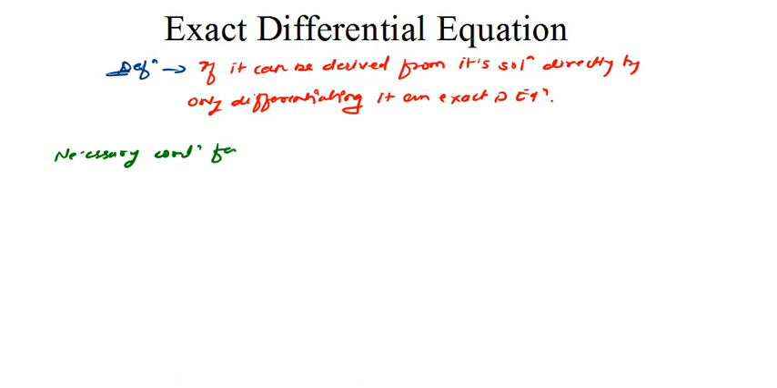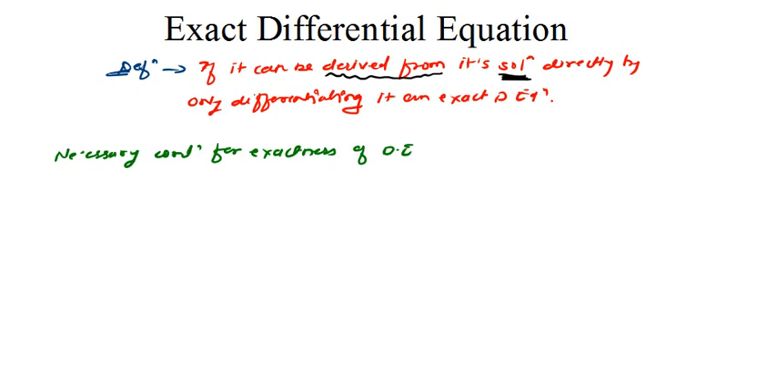for exactness of a differential equation. Okay, so I will repeat it again. What does exact differential equation mean? An exact differential equation is any differential equation which can be derived from its solution. Okay, this word is important. If there is any differential equation which can be derived directly from its solution, just by differentiating, then we will say that it is an exact differential equation. Okay, now this is very important.